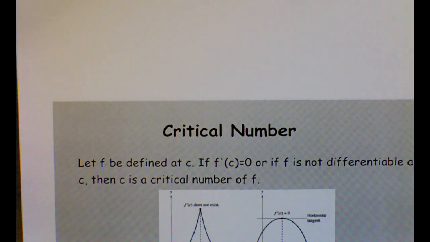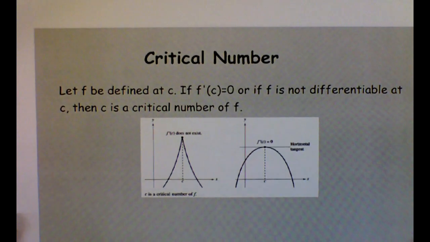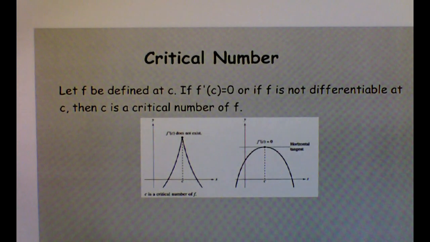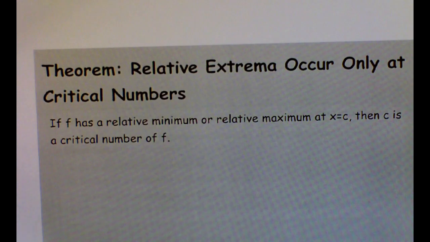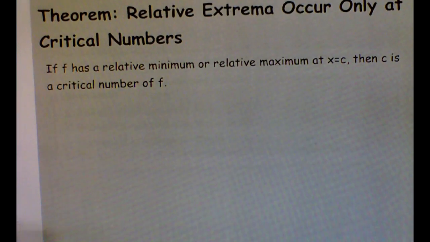So that tells us a critical number. f is defined at c, all right? It has to be defined there. Can't be a hole. If f prime of c equals 0, or if f is not differentiable at c, then it is a critical number of f. So anywhere the derivative equals 0 or the derivative does not exist is called a critical number. And critical numbers are very important because relative extrema only occur at critical numbers. If f has a relative minimum or relative maximum at x equals c, then c was a critical number of f.